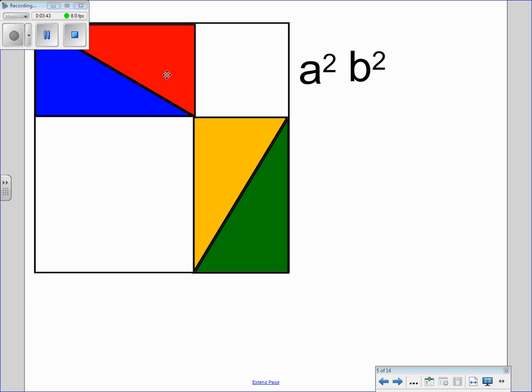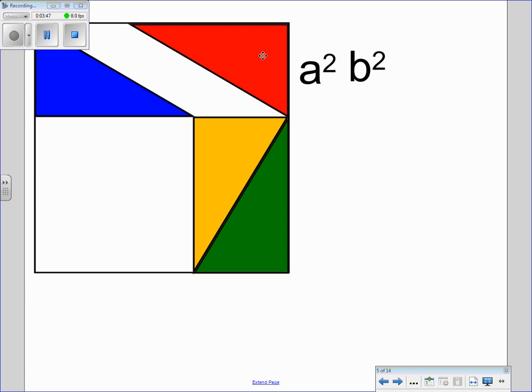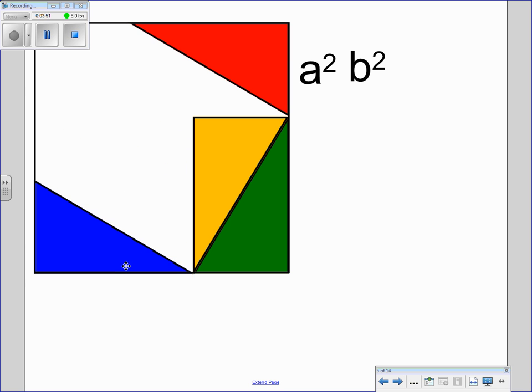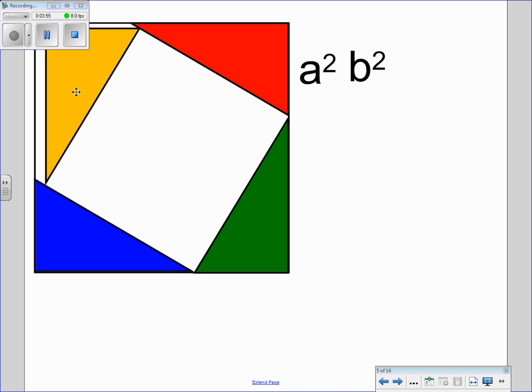Now let's move the triangles around. I'm going to slide this one over to here, and this one down to here. And finally, I'm going to slide the yellow one up to here.